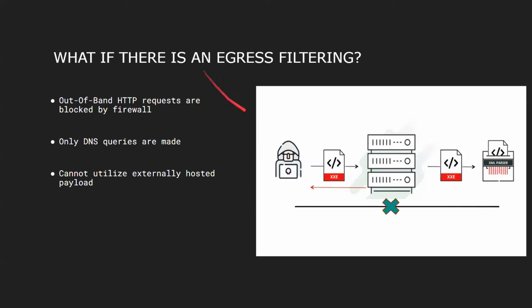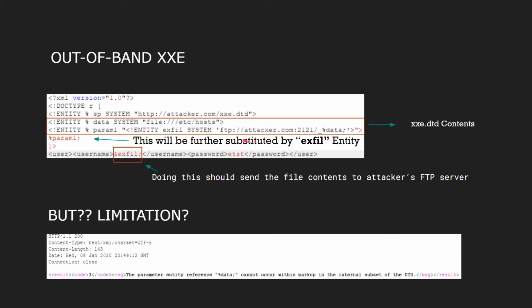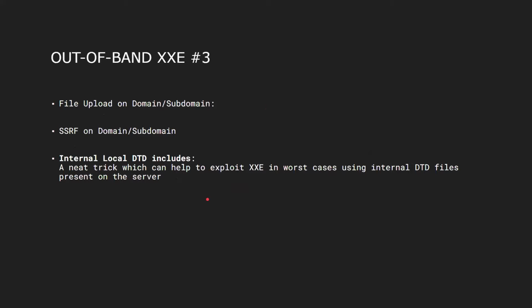But what if there is egress filtering, which means that your out-of-band HTTP requests are not sent out from the target's network? If you put your Burp Collaborator URL in the SYSTEM keyword, you would notice that there is no HTTP request, but only some DNS queries are made. In that case, it means that we cannot use our externally hosted payload. And we know from this slide that it is really important to host our payload somewhere, because we cannot use it in the same XML document because of a few limitations.